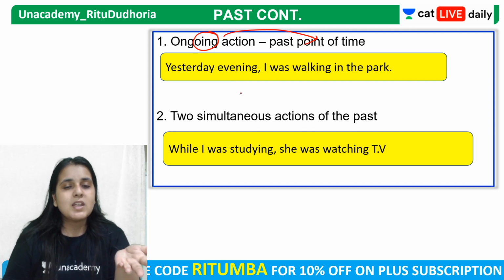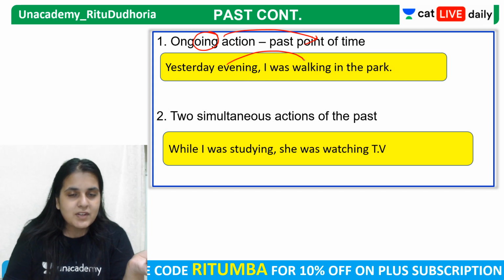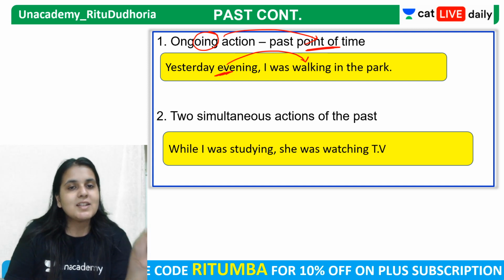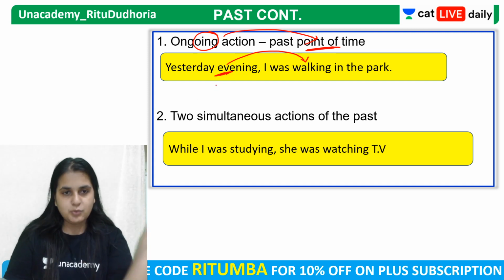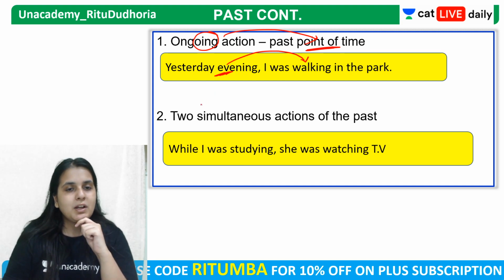Yesterday evening, I was walking in the park. The phone was not with me. I could not pick up your call. So yesterday evening, I was walking in the park. Ongoing action, कौन से time, point of time भी mention करना जरूरी है. You can't just say yesterday I was walking in the park. पूरा yesterday थोड़ी आप park में चल रहे थे. Yesterday evening, I was walking in the park.